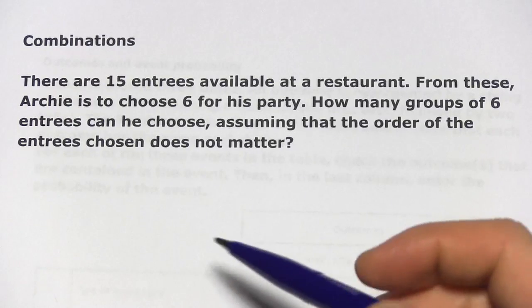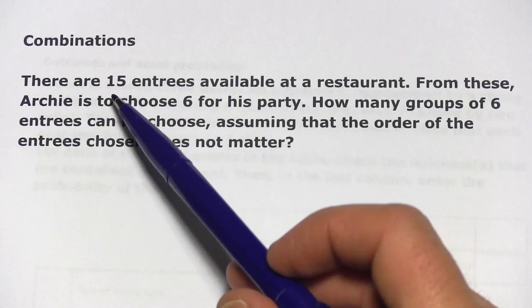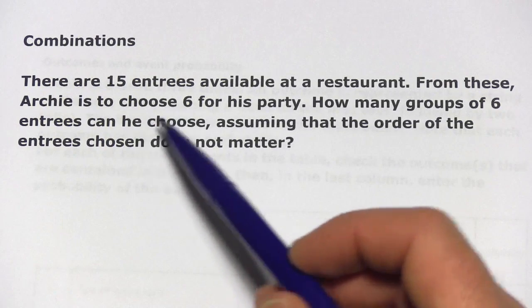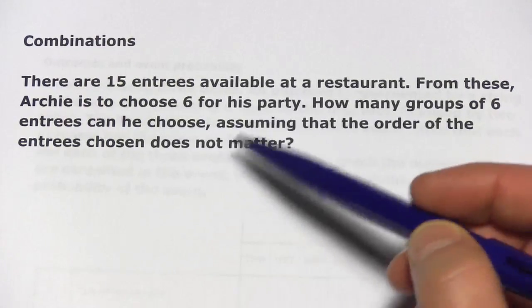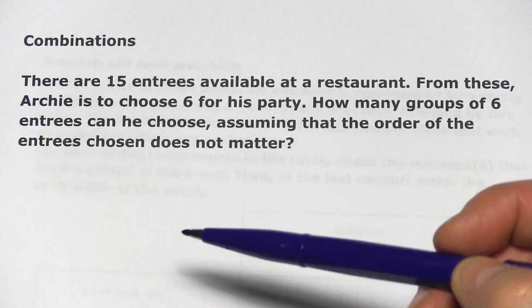In these problems, we're calculating combinations. So it's a situation like this. There are 15 entrees available at a restaurant, and from these, Archie has to choose 6 for his party. And the question is, how many different combinations of 6 can he take from 15 possible entrees?